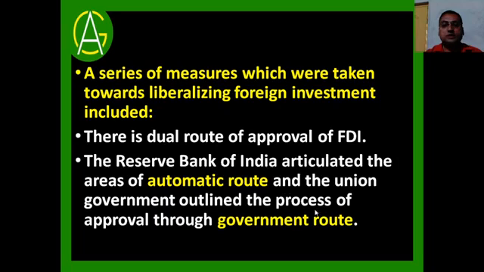But those businesses which are very much critical or important kind of businesses, in that government set another route, that is called government route. In these kind of businesses, if any foreign company wants to invest, they will require to get the permission from the government, and only after getting permission from the government the investment can be made. So two routes are there. One is automatic route and another is government route. These two routes of FDI were framed by the government.